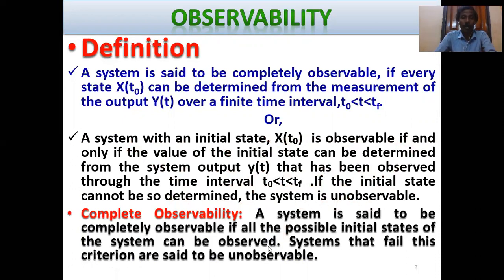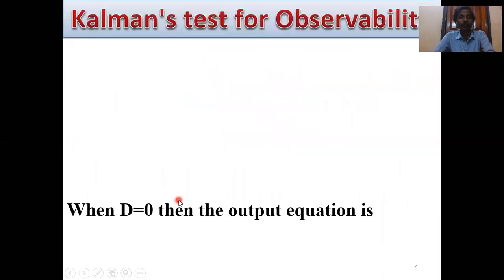And what is completely observable? A system is said to be completely observable if all the possible initial states of the system can be observed. Systems that fail this criterion are said to be unobservable. So this is the basic idea or definition of an observable system and a completely observable system.